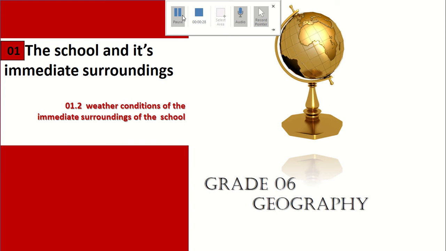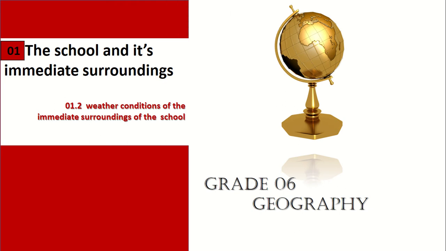Weather conditions found in various environments may vary from each other. You know it. There may be weather conditions you have already learned in your grade 5, such as warm, dry, rainy, windy, and misty. Today, let's identify weather conditions of the immediate surrounding of the school.